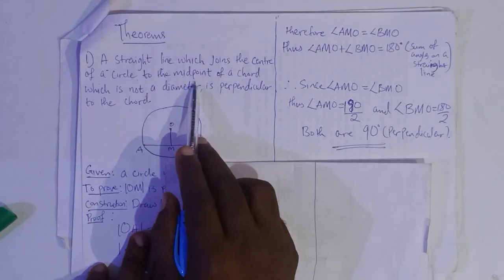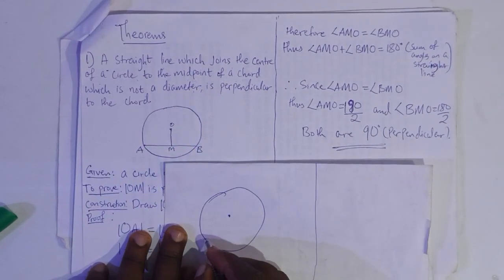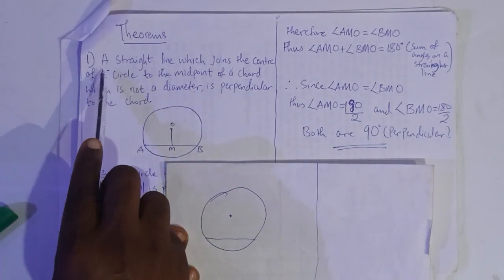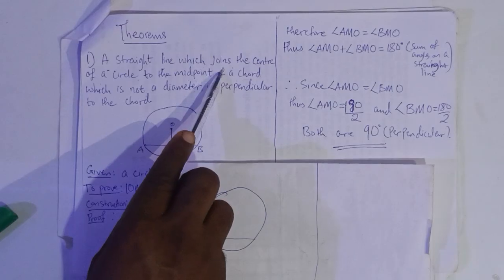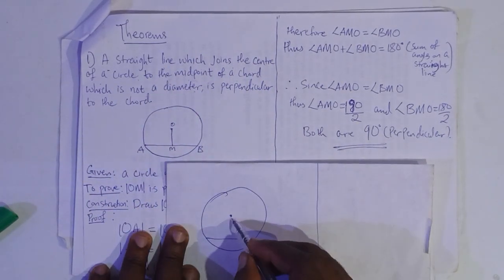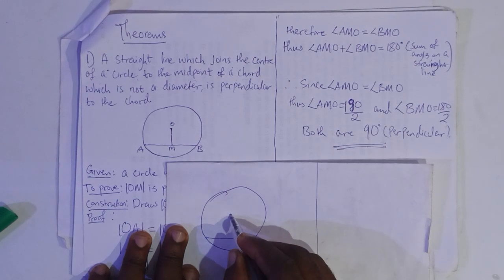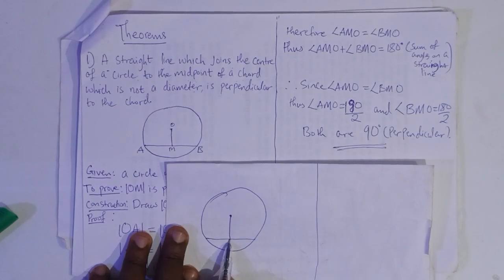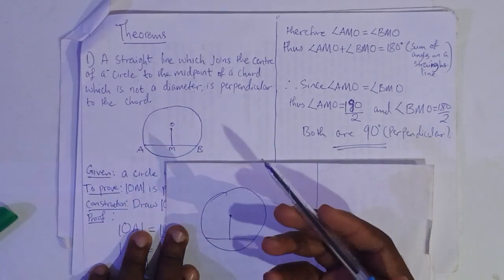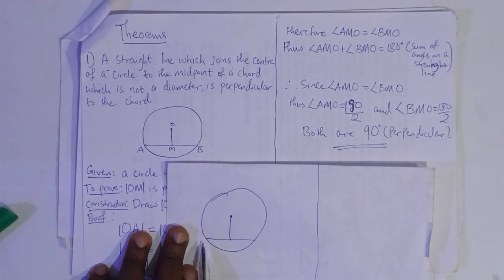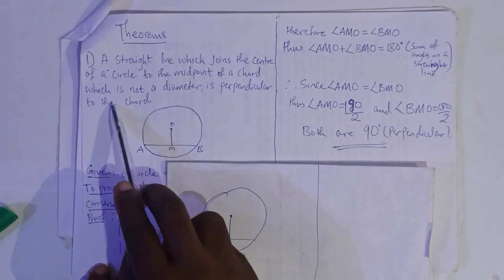And then it says midpoint of a chord. That means there is a chord. So let's go back to the first sentence. A straight line which joins the center of a circle to the midpoint of a chord. So this straight line joins the center of the circle to the midpoint of a chord. So the midpoint of this chord. Now it is telling you that that chord is not a diameter. So don't go and draw the chord from here, dividing the circle into two parts. No, that's why I said which is not a diameter.